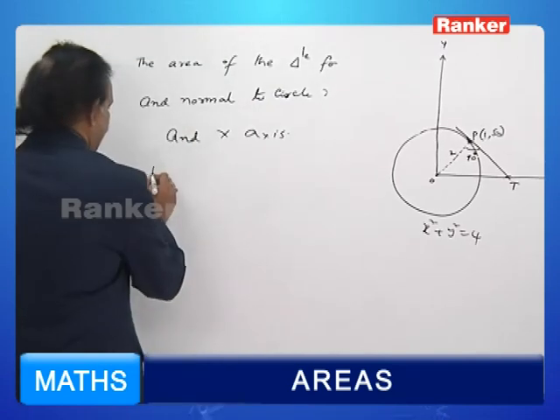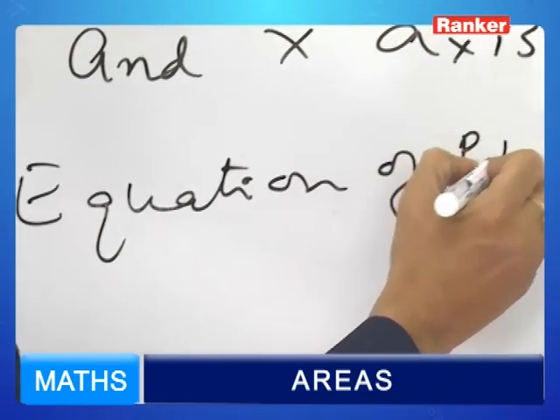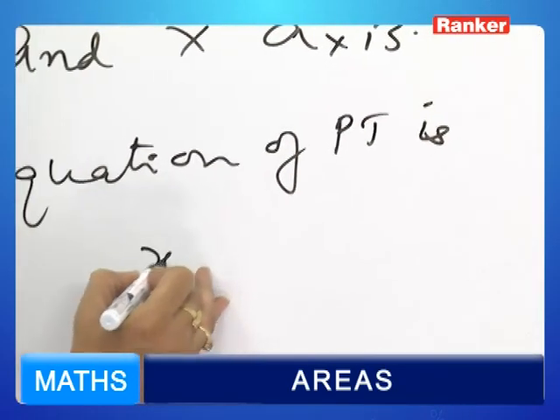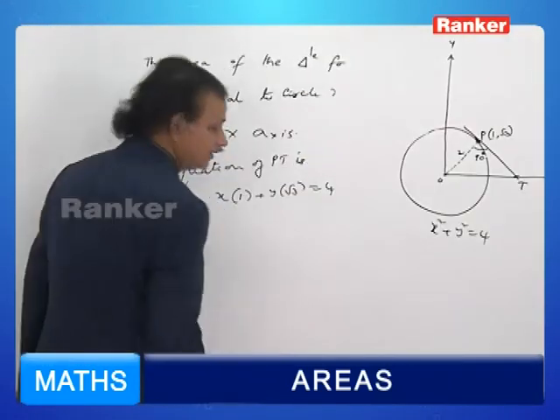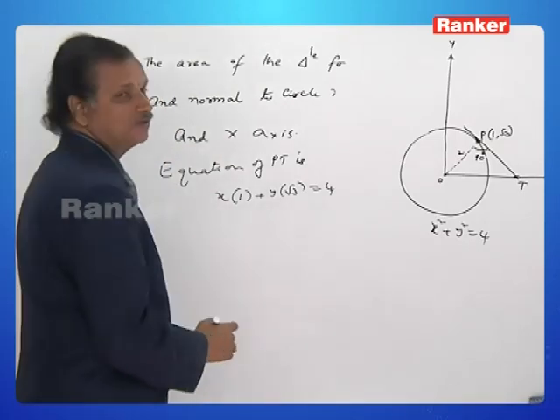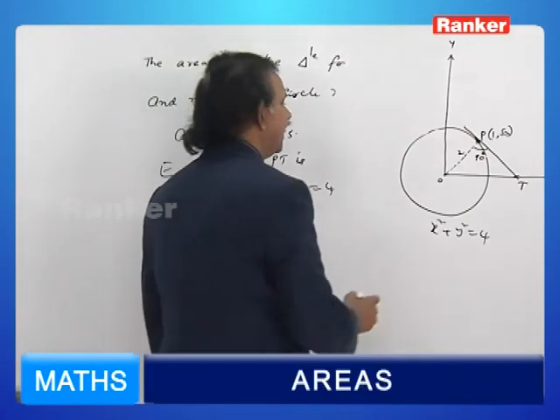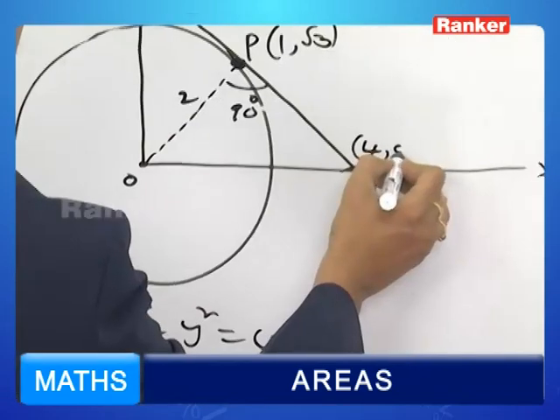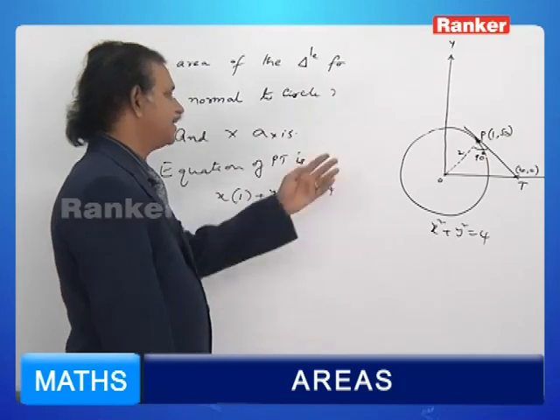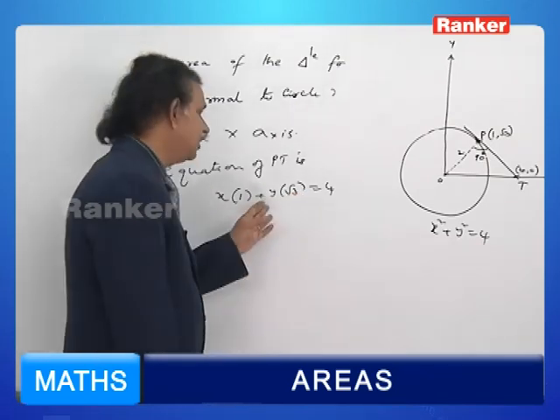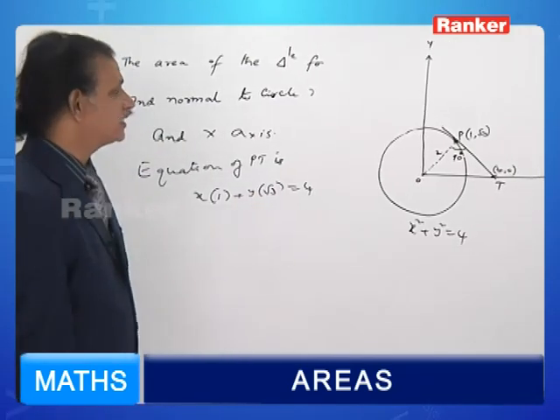The equation of PT is x x1 plus y y1 is equal to r square. That is x plus y root 3 is equal to 4. That is the equation of the tangent. It meets the x-axis at y is equal to 0. You put y is equal to 0: x into 1 is 4, that is x is 4. And the point T is (4, 0).